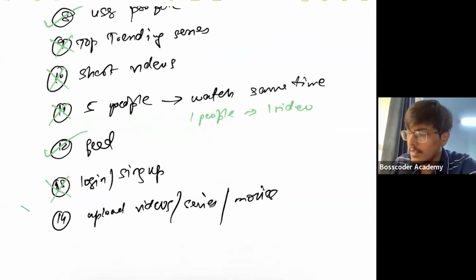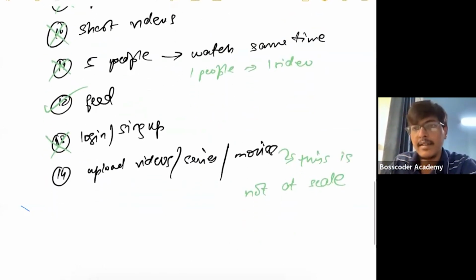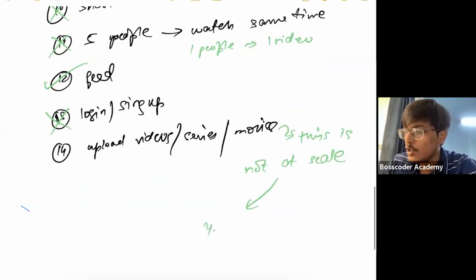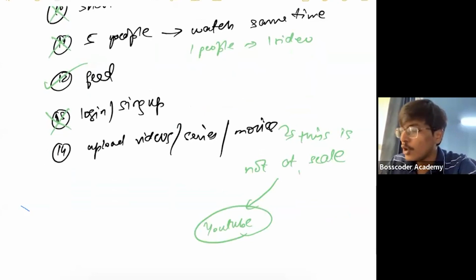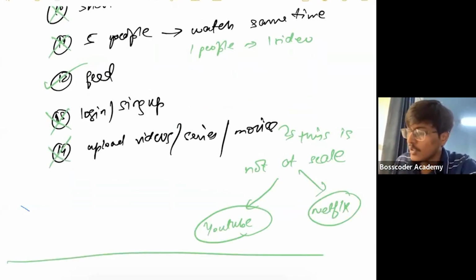It's very basic. And upload videos, since this is not at scale in terms of Netflix, right? So uploading videos, if it is YouTube, then definitely upload videos is at scale. But if you are talking about Netflix, then upload video is not at scale, right? So we will not discuss this as well. So does this make sense?